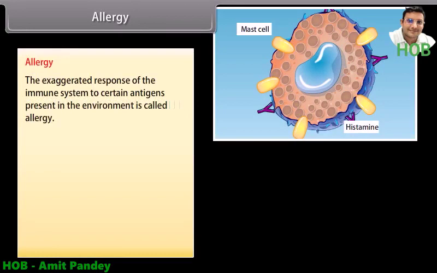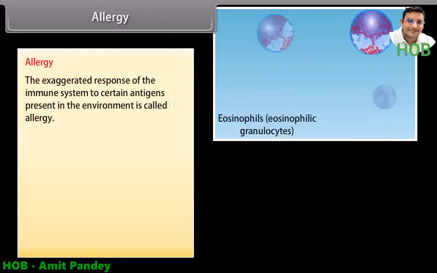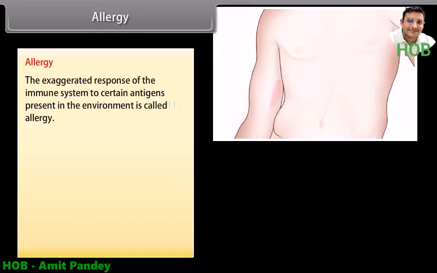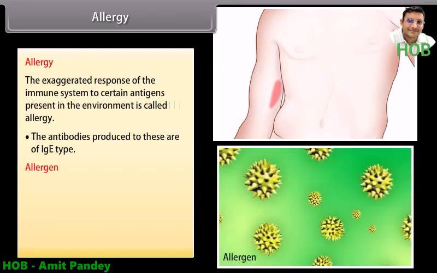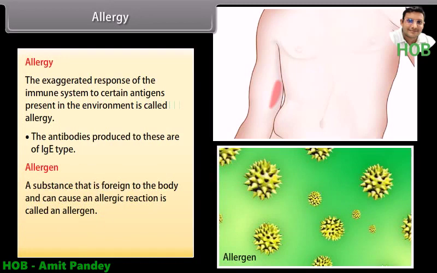Allergy. The exaggerated response of the immune system to certain antigens present in the environment is called allergy. The antibodies produced to these are IgE type. Allergen. A substance that is foreign to the body and can cause an allergic reaction is called an allergen. For example, mites in dust, pollens, animal dander, etc.